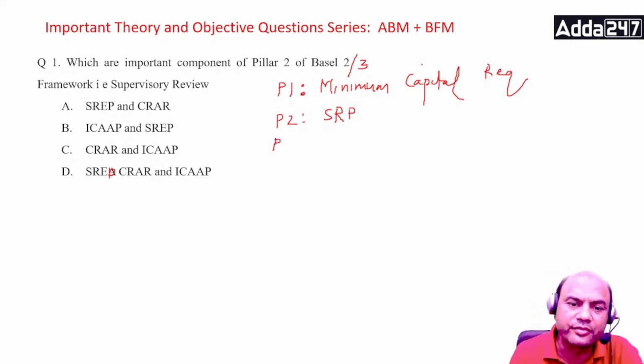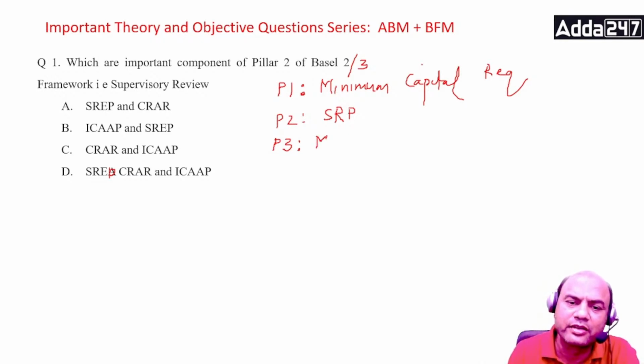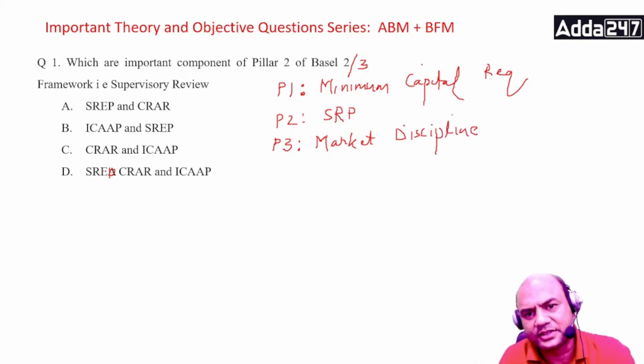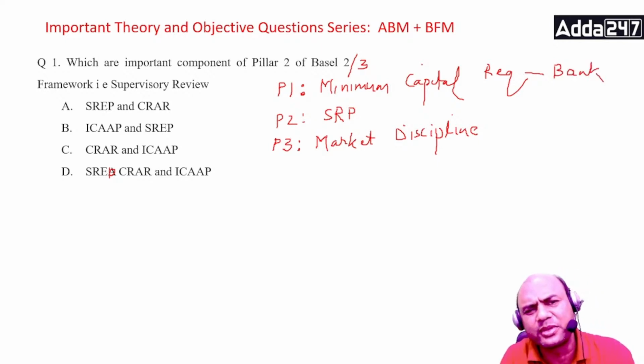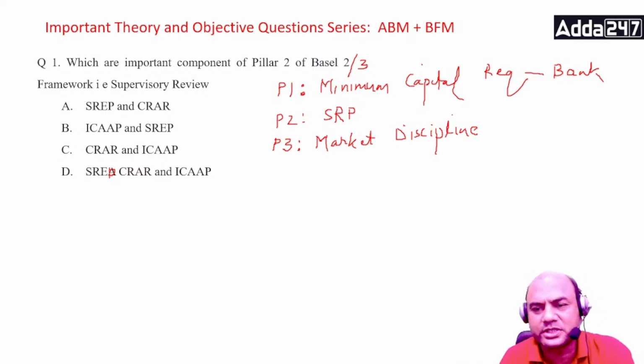And Pillar 3, what is it related to? Many of us always get confused. Pillar 3 is mainly market discipline. A few things you need to keep very clear in your mind. Minimum capital requirement is performed by the individual bank, meaning SBI, ICICI, HDFC, Federal Bank, all these individual banks perform this function. It will have all three capitals: credit, market, and operational.